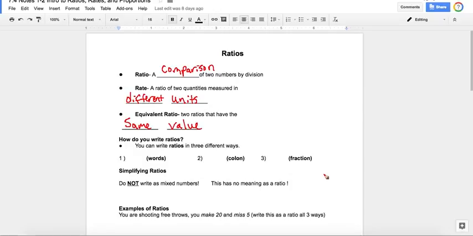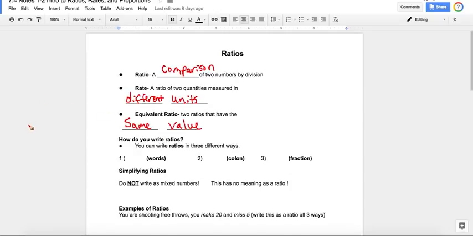Okay, how do you write ratios? You can write ratios in three different ways, and you're probably familiar with these. We have words, we have colon, or we have fraction. And when we're simplifying ratios, do not write as mixed numbers. This has no meaning as a ratio, okay? Because a ratio is a comparison of two numbers by division. And in a mixed number, we have a fraction and a whole number. So that is not a ratio.